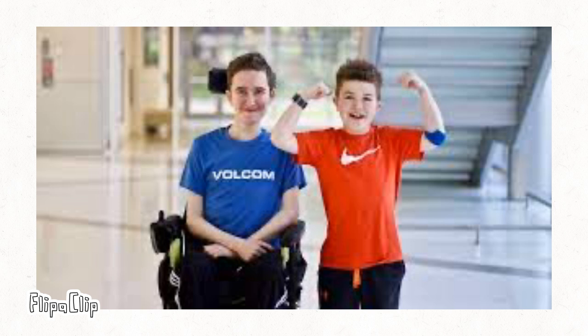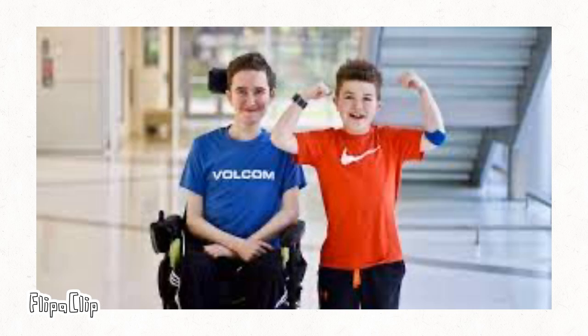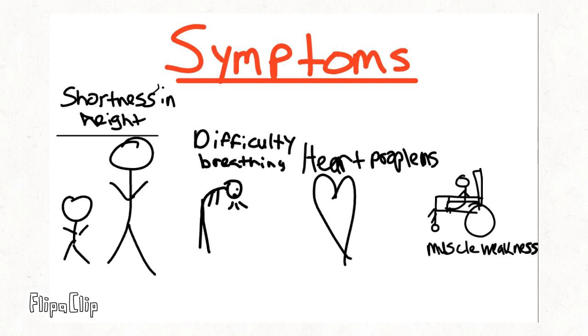This is a patient suffering from Duchenne muscular dystrophy, or DMD. You may be wondering what DMD is. It is an X-linked genetic disorder that is caused mainly in males and rarely in females. Some symptoms include shortness in height, heart problems, muscle weakness, and difficulty breathing.